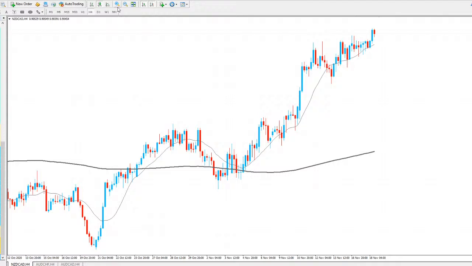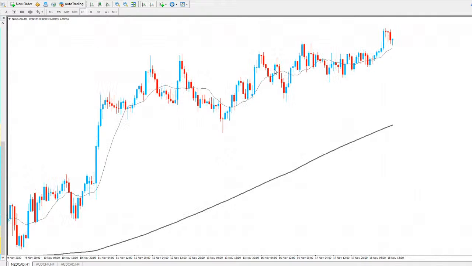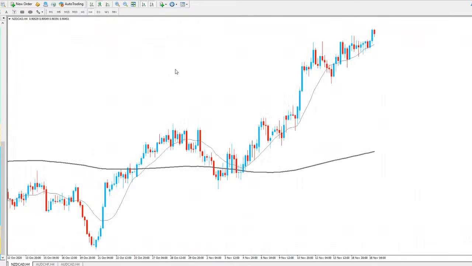NZD CAD still looking for shorts here, but nothing too much on the 4 hourly anyway. Hourly again still moving very choppy, so not really the best market that I want to be getting into now. The price action isn't really there for me either. Again, you can see we just broke through that recent high there on the 4 hourly, so it's still looking bullish. I won't be looking to short the market just yet for that chart.